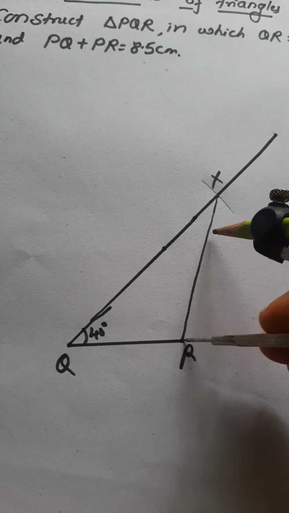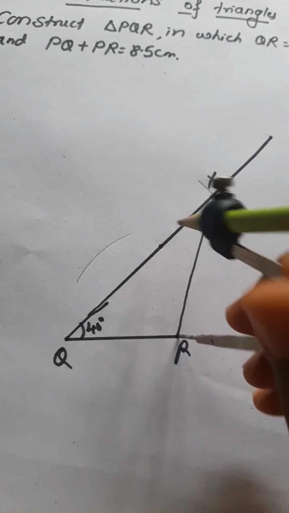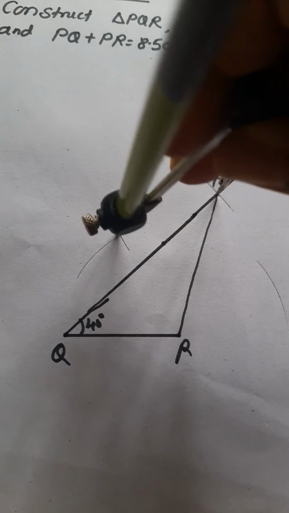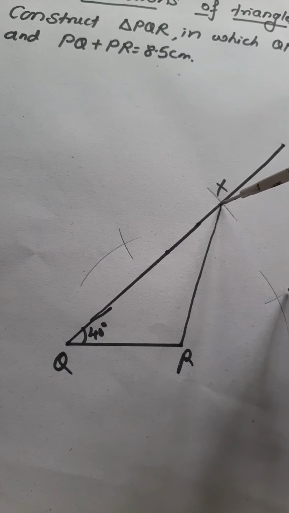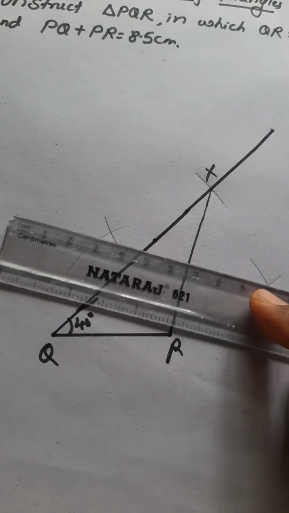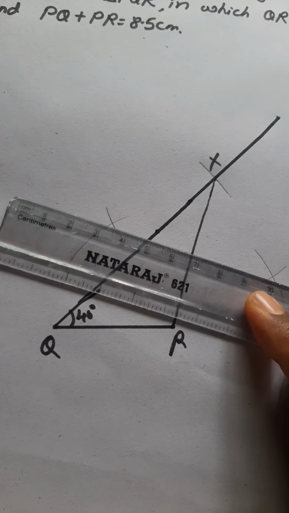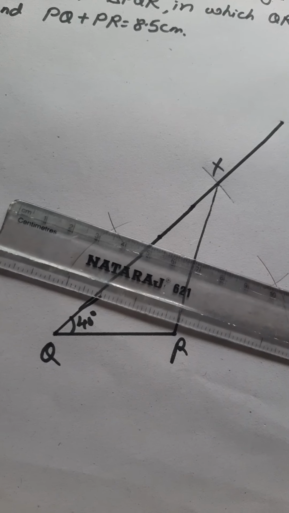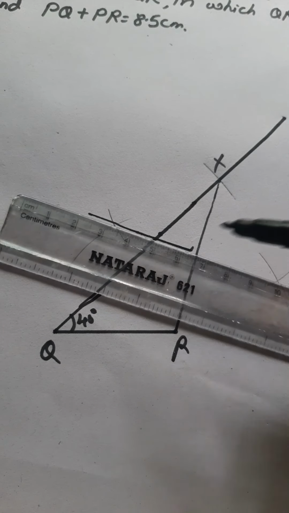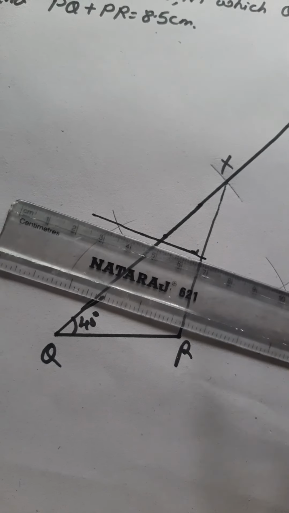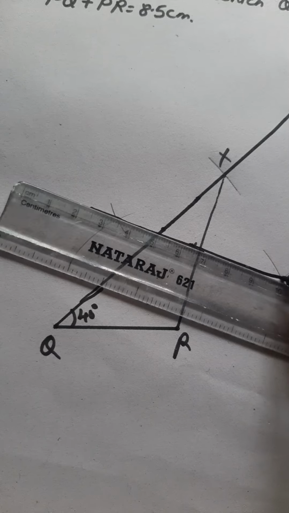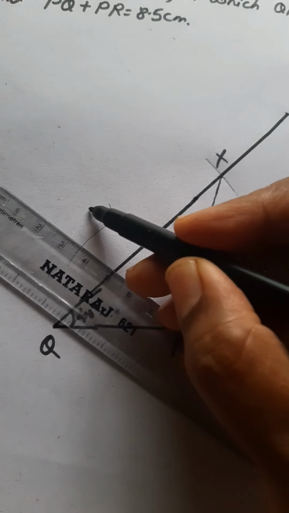Take more than half, make an arc first above, then downwards from R, and again from X, cut this given arc. Now we will get 2 points, this one and this one. What we will do here is join these 2 points with the help of a scale. Understand students? See here, we will get 2 points.